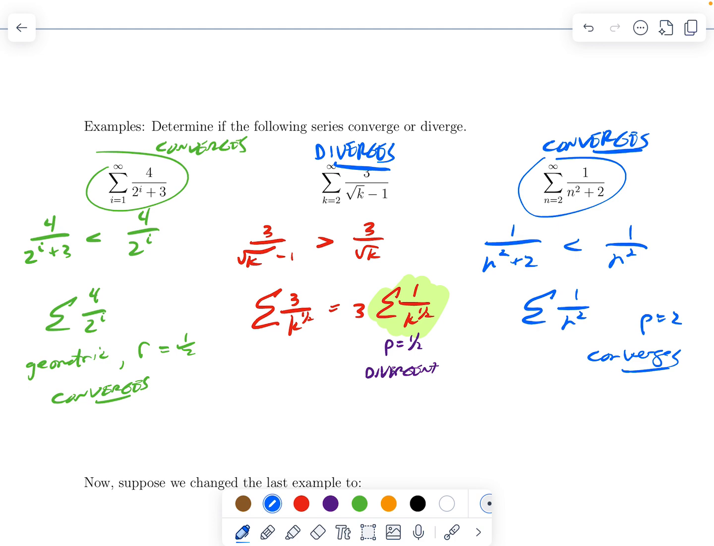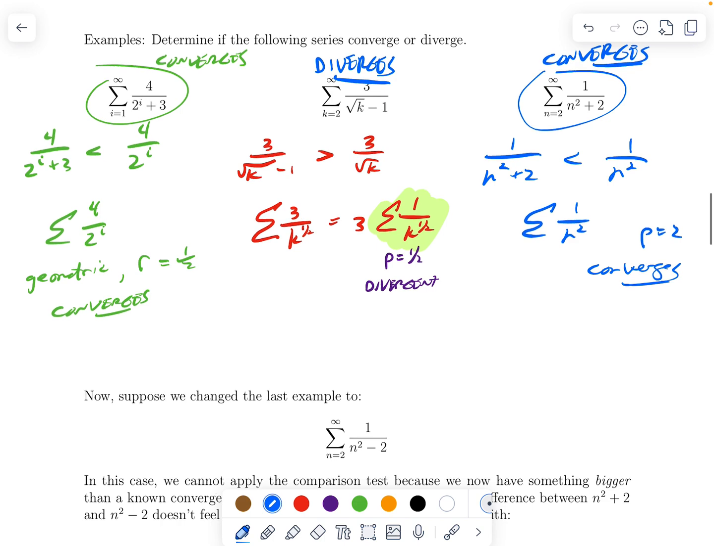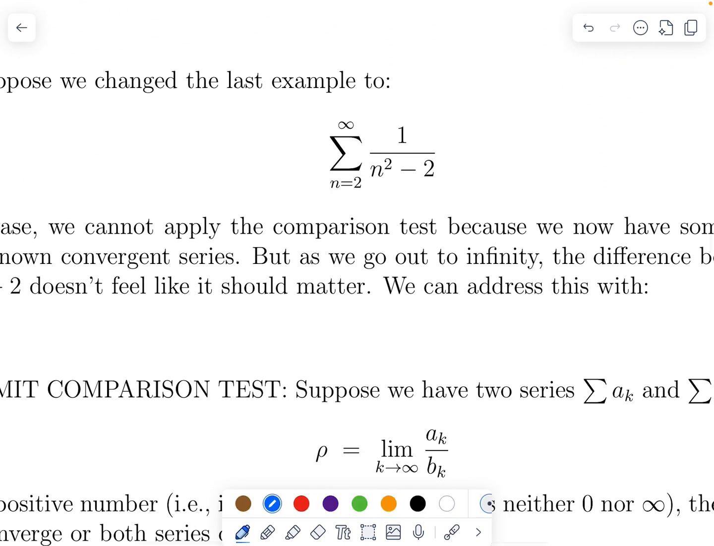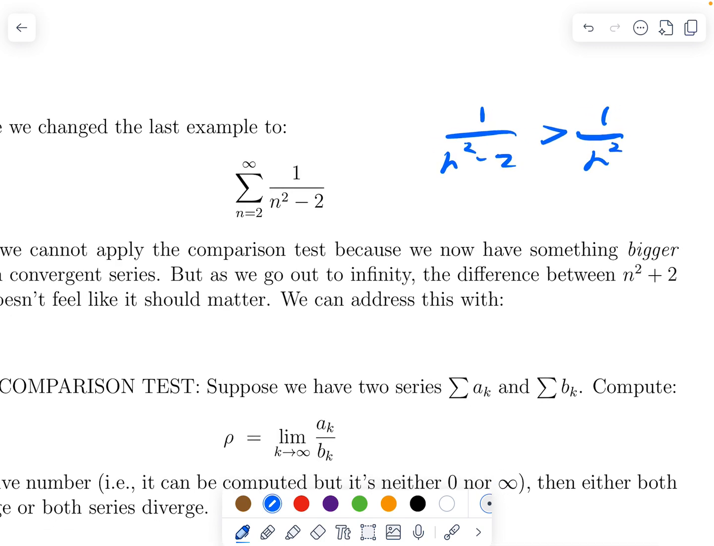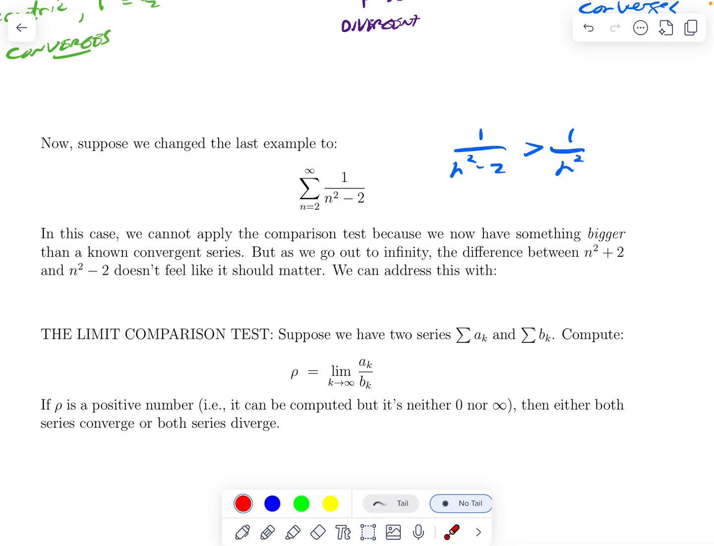Now, what if we changed our last example from having a +2 in the bottom to a -2? Here, the comparison wouldn't quite work because unfortunately, now we have something that's bigger than our convergent p series. And being bigger than something convergent doesn't really tell us anything. Bigger than finite might be finite, or it might be infinite. But hopefully you have this intuition that when we go out to infinity, things like -2 aren't really going to matter. And we can address that with what's called the limit comparison test.